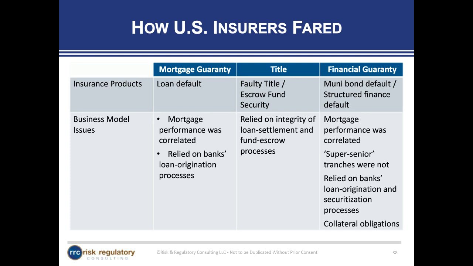And it turned out that, again, just like the mortgage guarantee companies, because the performance was based on the assets that were correlated across the country, when issues emerged, they really hit the financial guarantee companies hard, even in the super senior tranches that they insured. And again, they had relied on banks to not only originate the loans, but also originate the securitization packages that they insured, to their detriment.